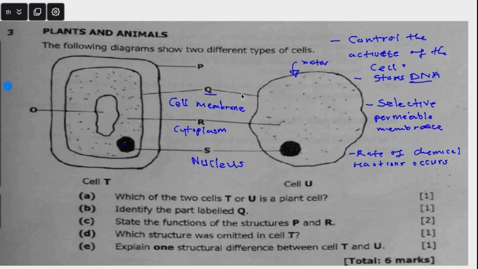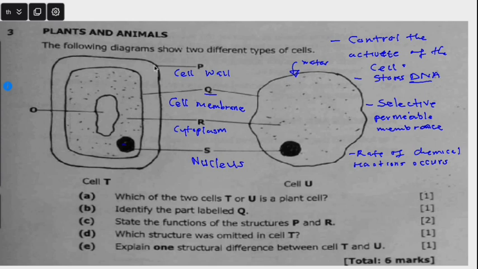Then as for part labeled P, it is called the cell wall. As you can see, the cell wall is only found in plants, and the function of the cell wall is to provide the fixed shape of a plant cell.